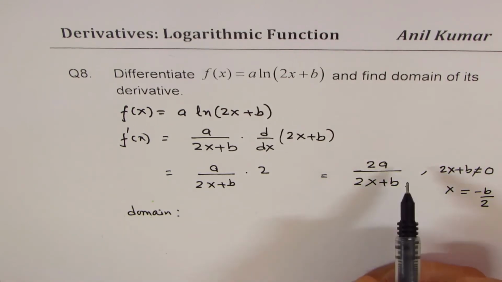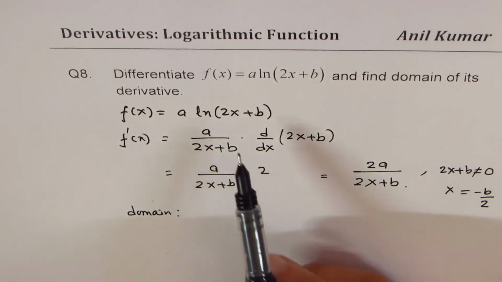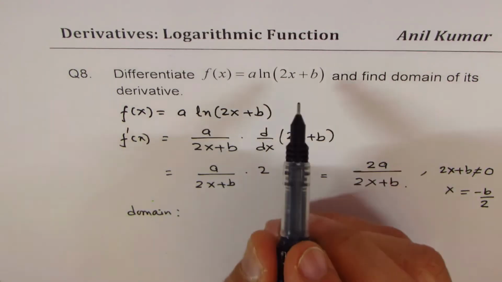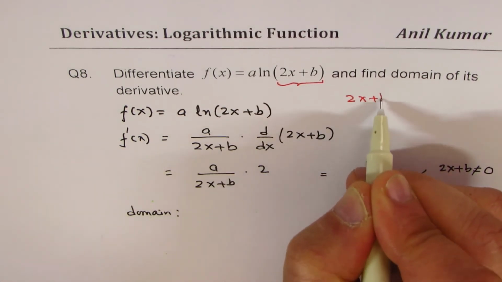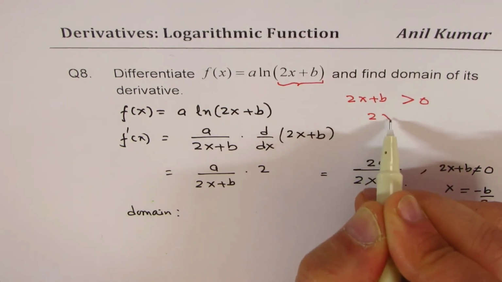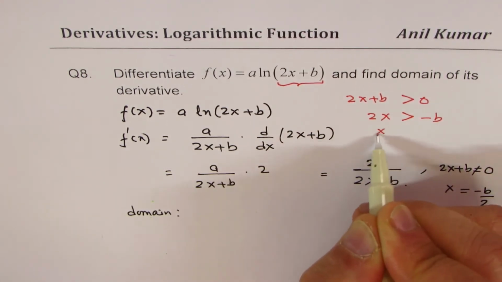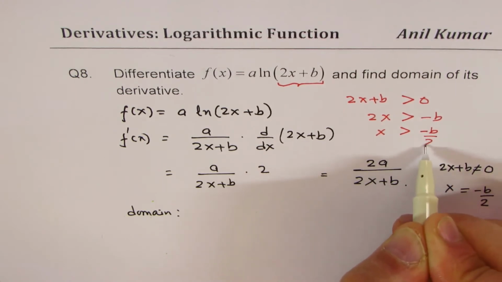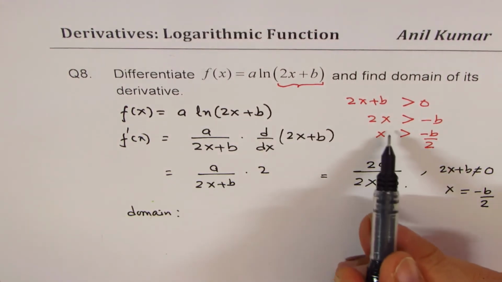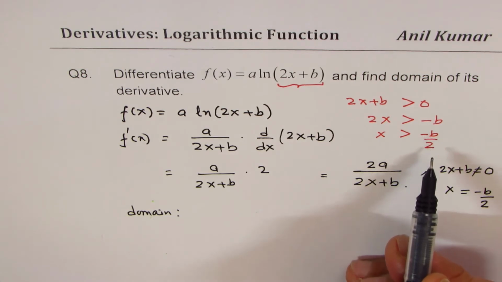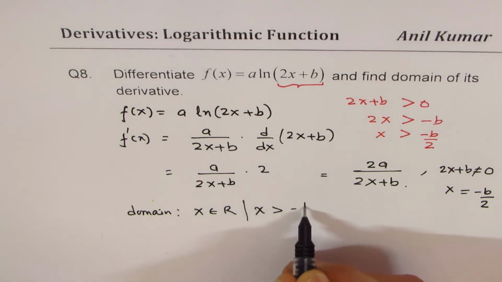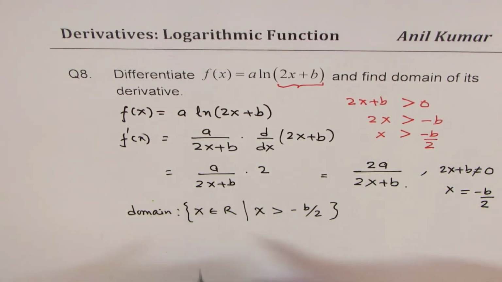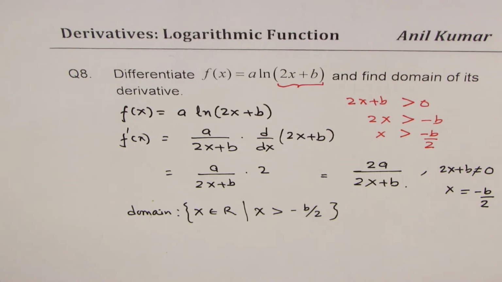But strictly speaking, when I'm writing the domain of the derivative, I have to look at the function also, right? So if you look at the function, which is ln(2x plus b), we know 2x plus b should be greater than 0. So that means 2x should be greater than minus b, or x should be greater than minus b by 2, right? So the domain strictly will be x greater than minus b by 2. So x belongs to real numbers, where x is greater than minus b by 2, becomes the domain of the function. So I hope that is absolutely clear.